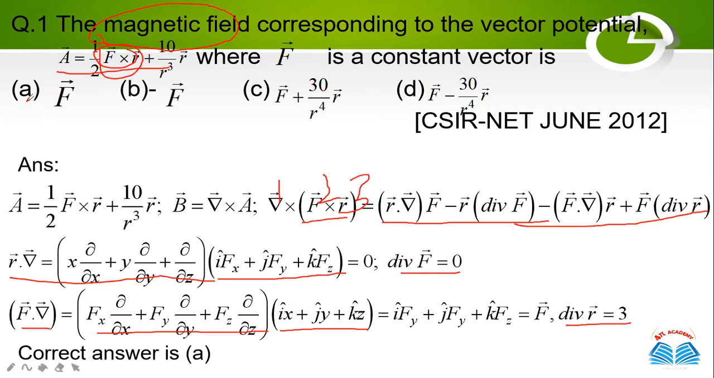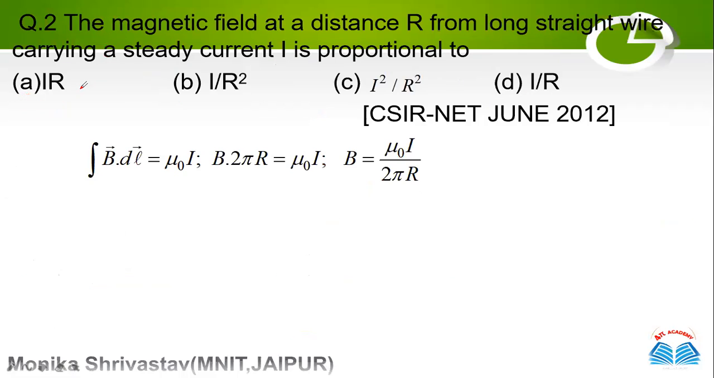Please do this question in your notebook, and please practice as many of these questions as possible based on the formula B equals del cross A. The A can be of any form. This question was from NET June 2012.